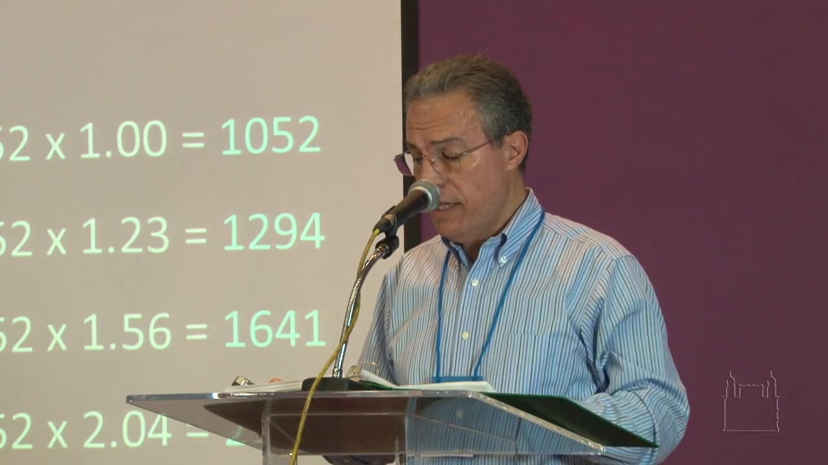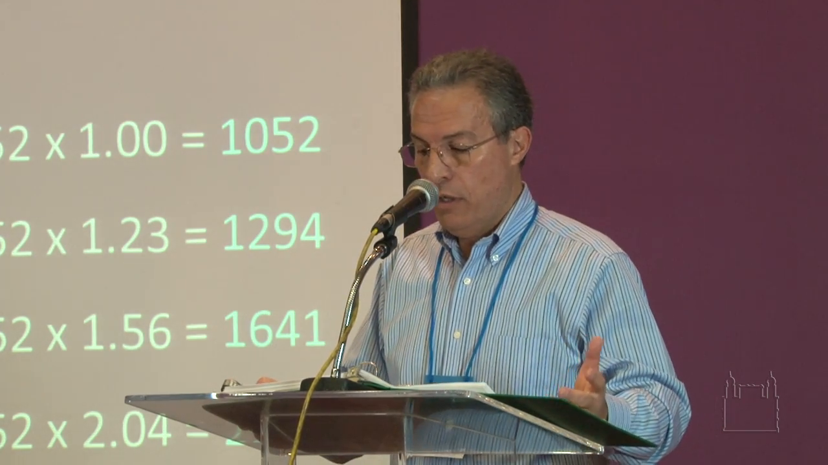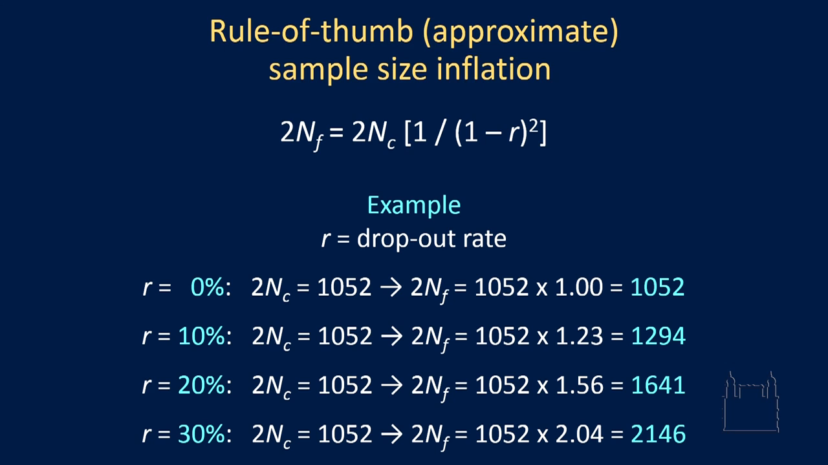Just to give you an example, to get a sense of what it does: if the dropout rate is 0%, that factor is equal to 1, and you're not doing anything. If it's 10%, that factor is 1.23. You're inflating the sample size, and it becomes 1,294, and so on. Obviously, the bigger the dropout rate, the more the inflation, and the higher the final sample size. Logical stuff? Okay.